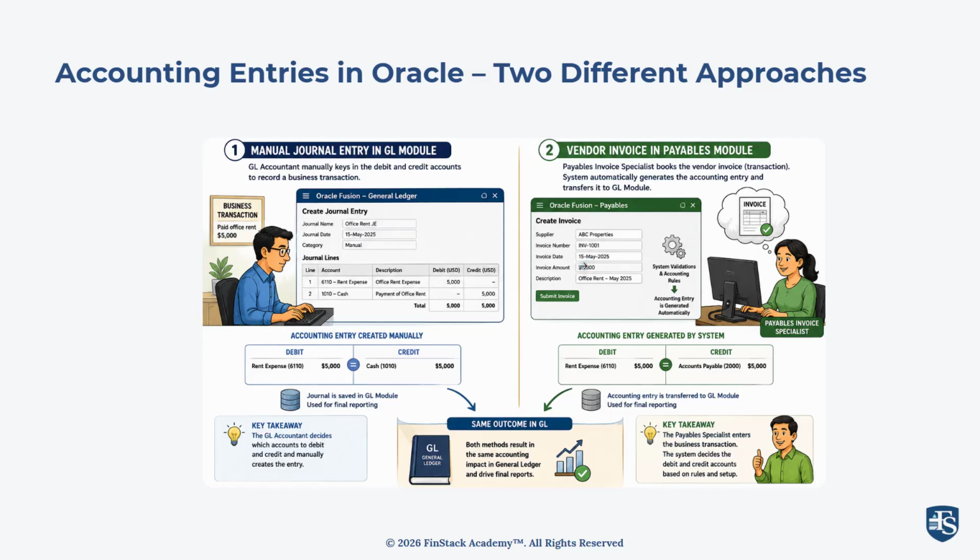The AP invoice specialist is not creating an accounting entry. The user is simply recording the business transaction. The user never selects the debit account or the credit account. Yet, when the transaction is completed, the accounting entries automatically appear in the General Ledger. So naturally, the next question becomes, who actually creates those accounting entries? Let's find out.